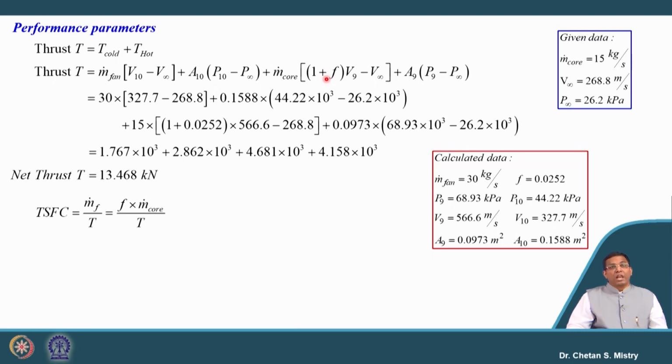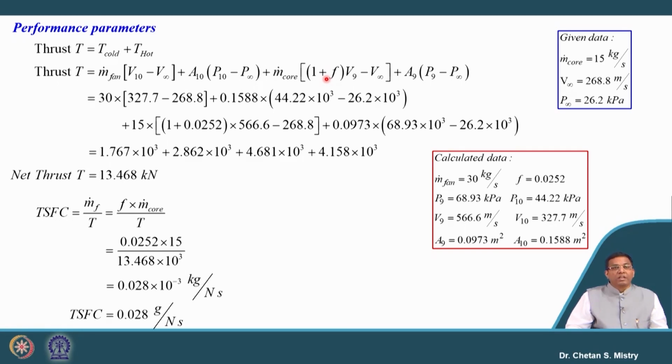Now, let us do the calculation for the thrust specific fuel consumption. We write this as 0.0252 into 15 divided by the thrust we have calculated, and this gives the thrust specific fuel consumption as 0.028 gram per Newton second. Okay. Now, we will do the calculation for our efficiency parameters.